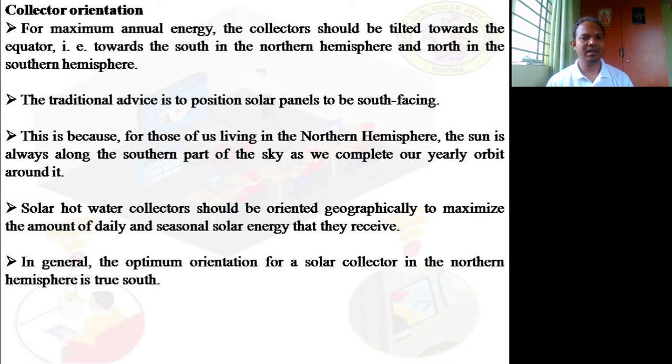Basically, the traditional advice is to position the solar panels south facing. This is because for those of us living in the northern hemisphere, the sun is always in the southern part of the sky as we complete our yearly orbit. So that is the reason why in most cases they suggest positioning in the south direction. People living in the northern hemisphere are advised to face south, and in the southern hemisphere they are advised to incline it towards the north direction.